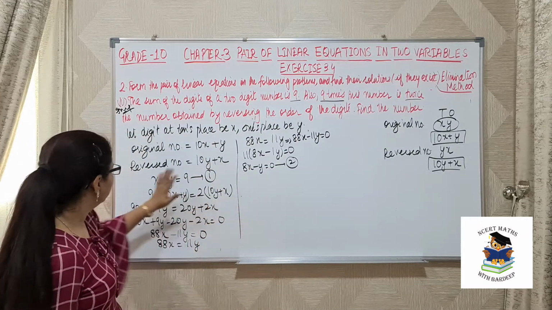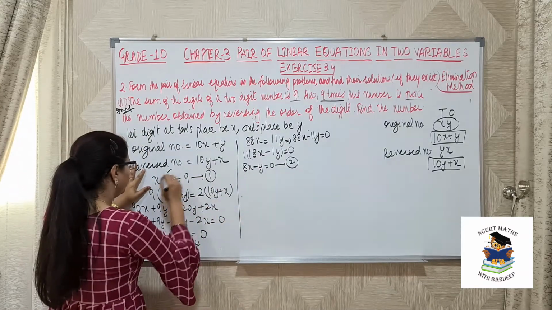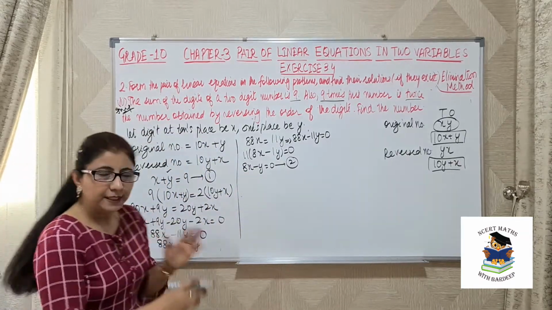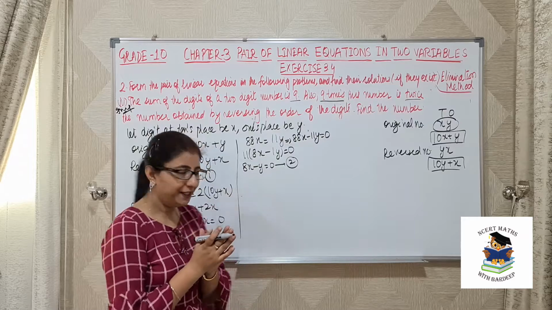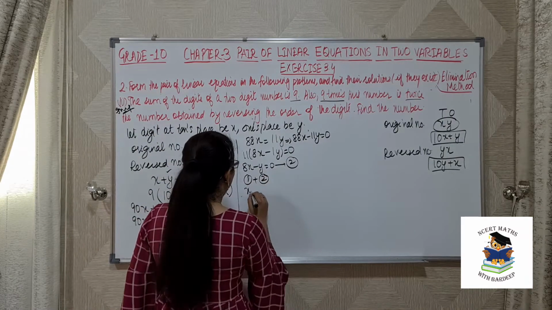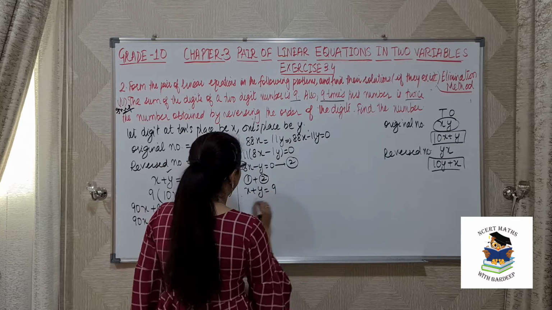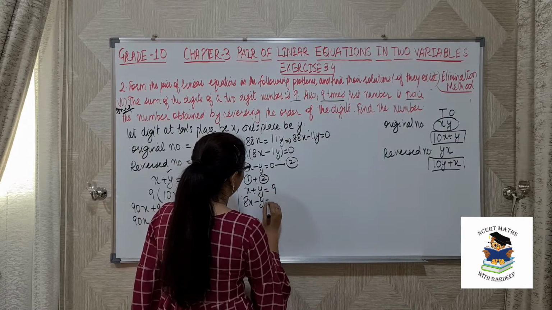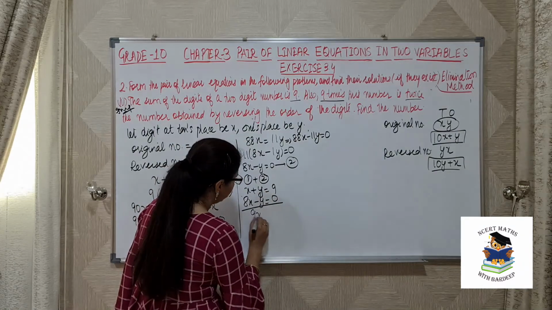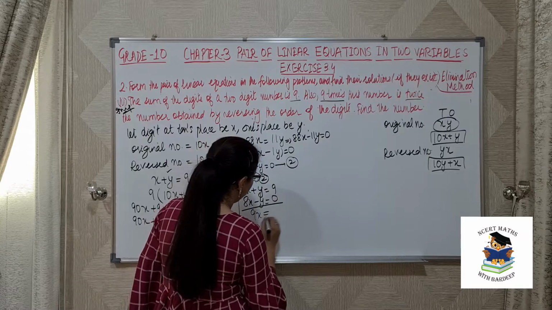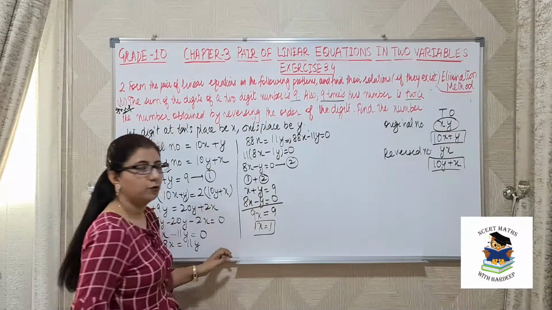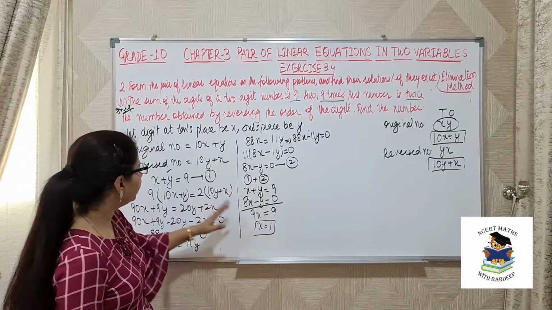Okay, so now let's see. Here we can see that y's coefficient is 1 in this case and 1 in this case with opposite sign. Simply add them and y will be eliminated. So x plus y equals 9. Here it is 8x minus y equals 0. This is cancelled. 8x plus x is 9x. This is also 9. So x is 9 by 9, that is 1. So now we get the value of x.